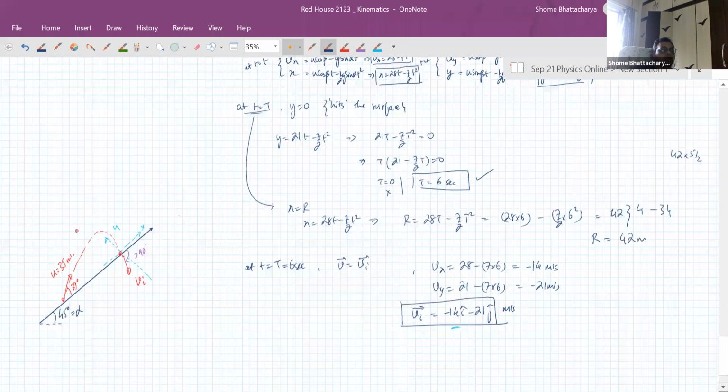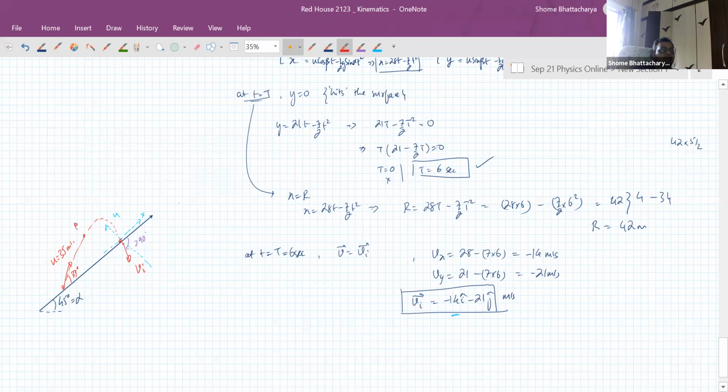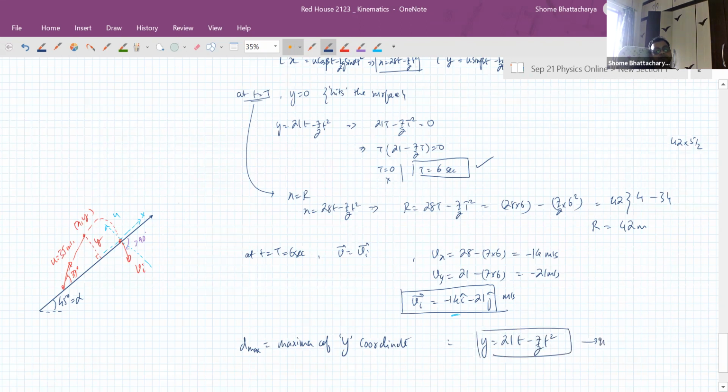And now we also want to find the maximum distance from the inclined plane. So at any point of time in between 0 and capital T, if the coordinates are x comma y, you can see the y coordinate is nothing but the distance from the inclined plane. So the maximum distance is nothing but the maxima of the y coordinate for the given projectile. So y coordinate as a function of time, you'll recall, was 21t minus 7/2 t square. Now we just need to calculate the maxima of this. So just work this out next.